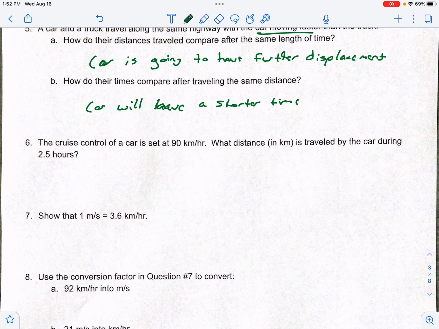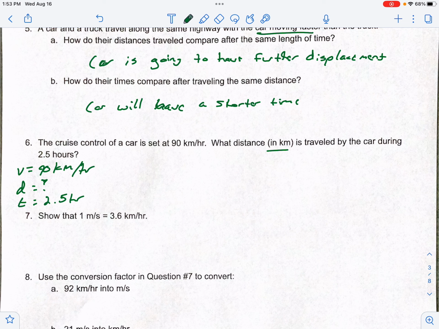Number 6, the cruise control of a car is set at 90 kilometers per hour. If you're the type where word problems just jumble in your head, start with this step where you label what you have and what you're looking for. My velocity is 90 kilometers per hour. What distance in kilometers is traveled by the car in 2.5 hours? Distance I do not know, so that's your question mark, and there's your time.